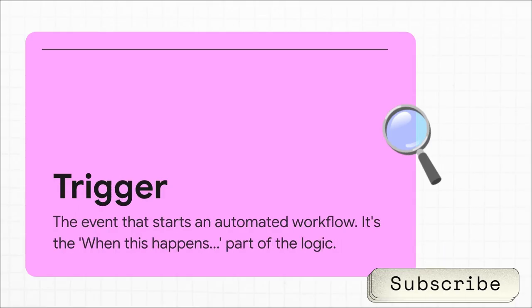Okay, first key idea you got to know, the trigger. This is simply the event that kicks everything off. It's the starting gun. For example, a trigger could be when I get a new email in Gmail. It's the "when this happens" part of the whole equation.